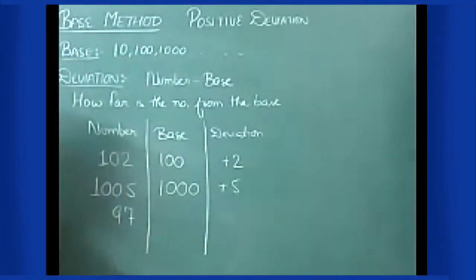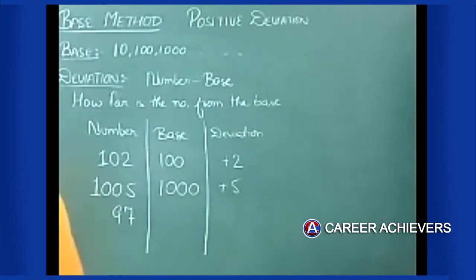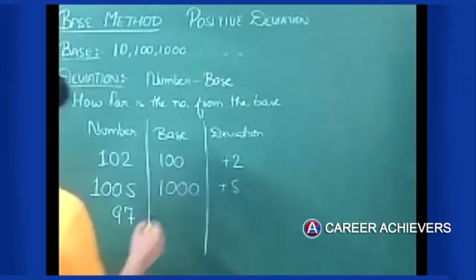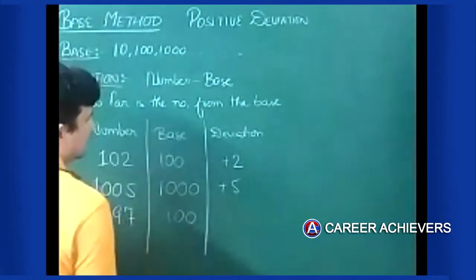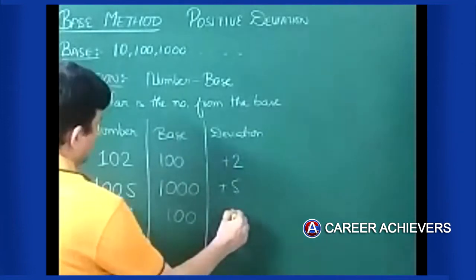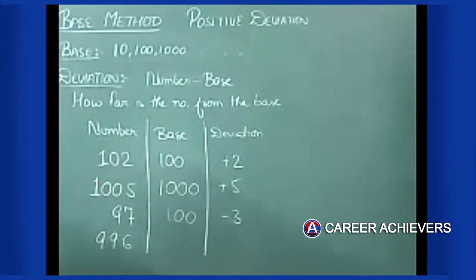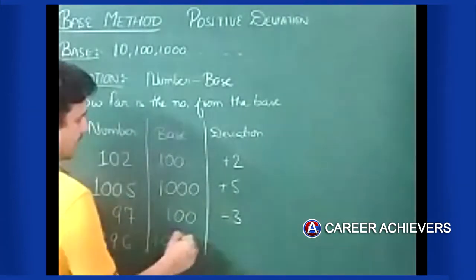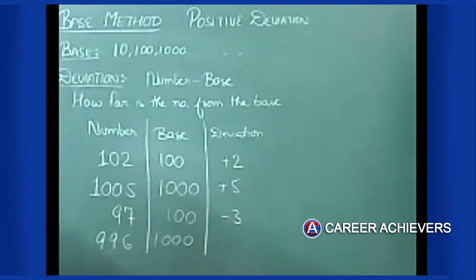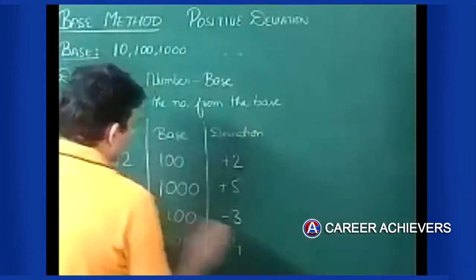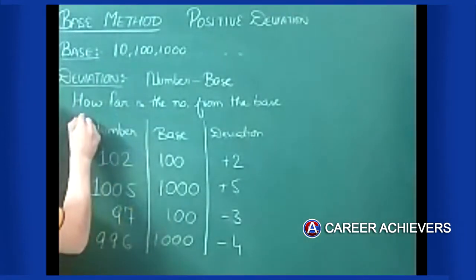If the number is 97, its base is 100. Yes, its base is 100 and its deviation is minus 3. If the number is 996, its base is 1000. Yes, its base is 1000 and its deviation is minus 4. That's correct.